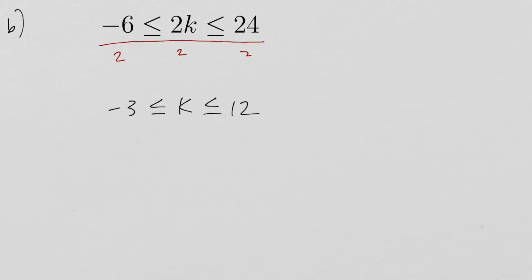This is a compound inequality. It's two inequalities put together. We can just put our negative 3 here, our 12 here, a bracket because the k is greater than or equal to the negative 3, a bracket because k is less than or equal to 12, and it's including everything in between them. So that's how we graph that.